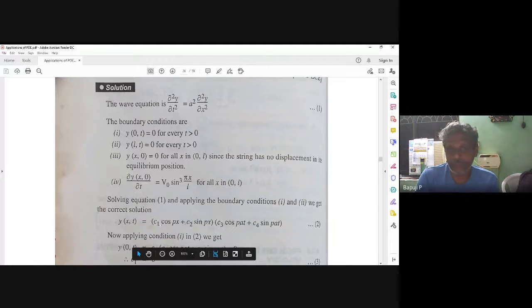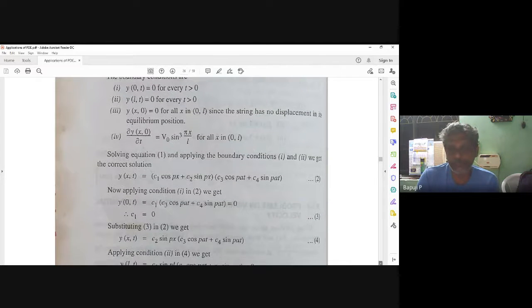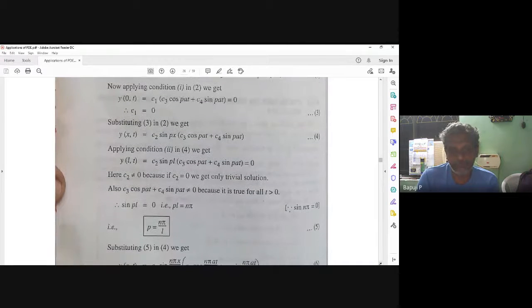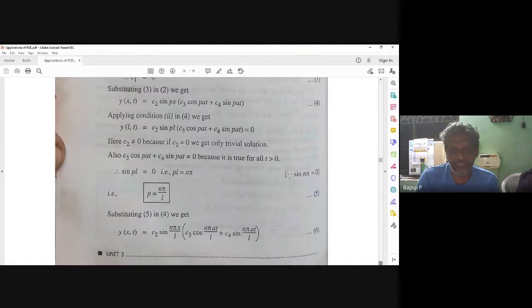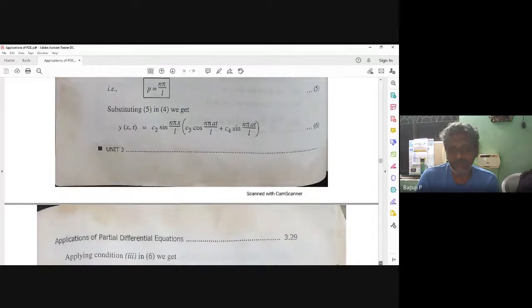So first C1 zero, second p is equal to n pi by L, third C3 zero. So the balance term, what will I get? C2, C4 sin n pi x by L, sin n pi a t by L. So by superposition, Cn sin n pi x by L, sin n pi a t by L, I will get. This I am skipping, you already know. Correct? Can I skip here? Same story again.